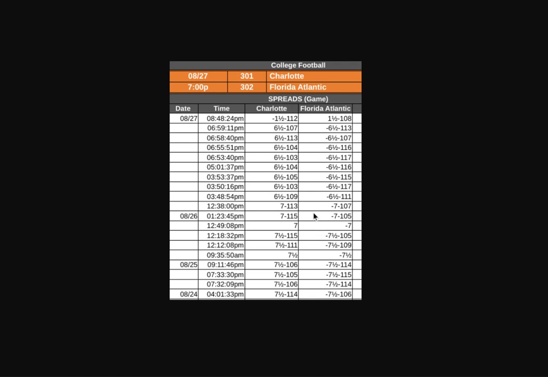And this was a classic example of that. You can see, when I'm looking at line movement, I don't go way back to the 24th, 25th. I'm looking at the day of. So we look at that morning there at 12:38, it was minus 7. Now it did bump a half point to 6.5 at 3:48. But this game didn't go off until like 7 o'clock.